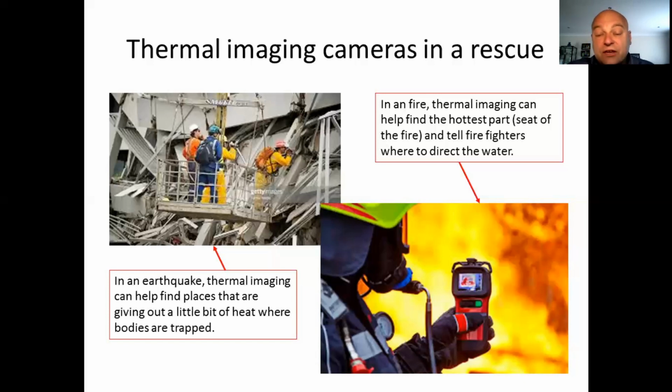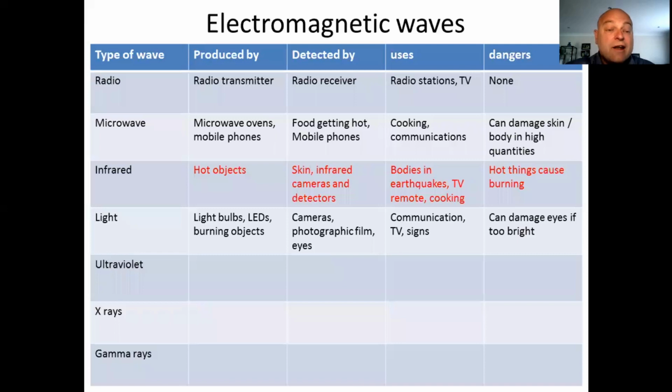At the other extreme, if there is a fire and the fire brigade are there trying to put the fire out, they can point their thermal imaging camera at the hot fire. Obviously, the bit where the fire started is probably going to be even hotter than the actual flames, which are relatively cold. That will show up brighter on the thermal imaging camera, and it will tell them where to direct the water to get the fire out the quickest. So let's add the infrared radiation to our table, shown in red here. Add that to the table, pause the video.